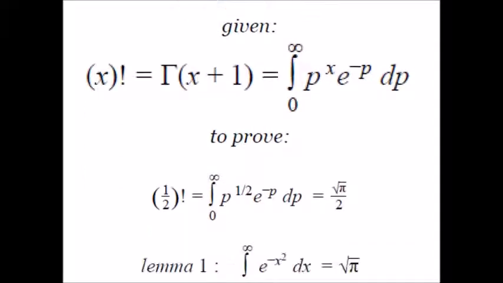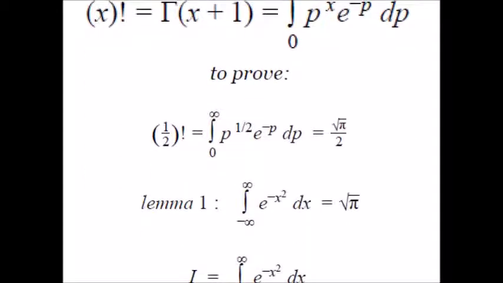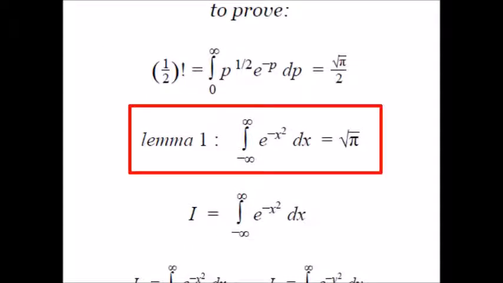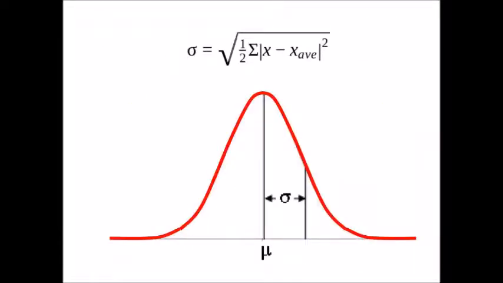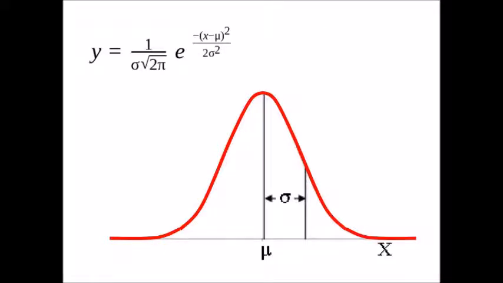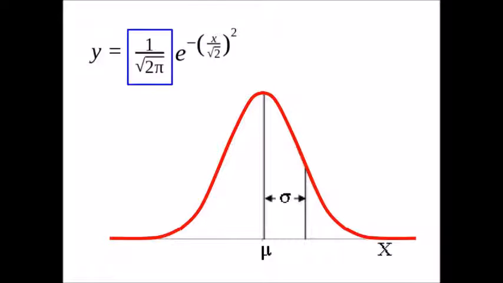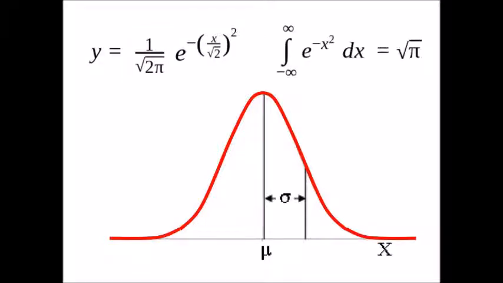Here, lemma 1, Gauss's integral. You know it from the bell curve. There's the shape with the mean and the standard deviation. There's the function in terms of x, a little bit simplified. It needs that as a normalization constant because Gauss's integral is equal to the square root of pi. And we're going to prove it.